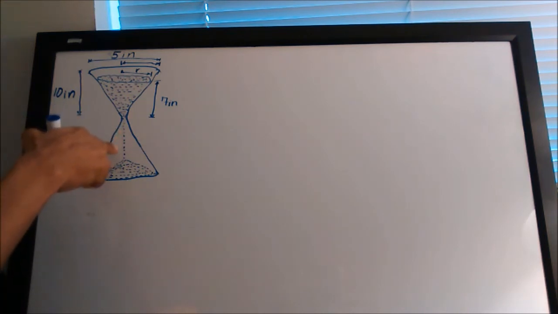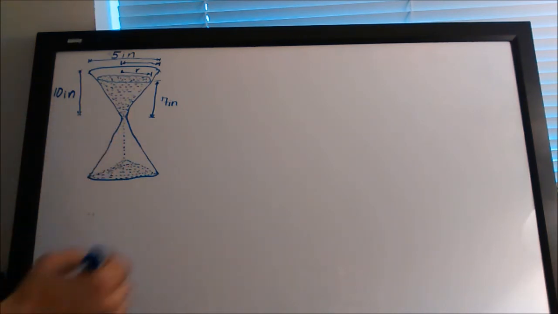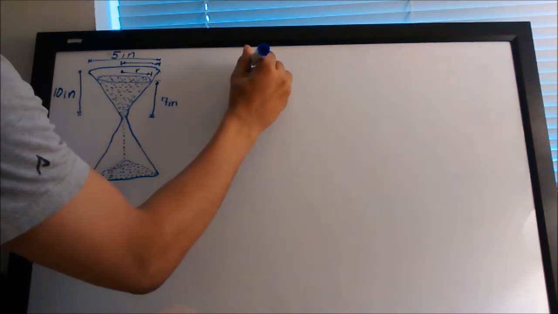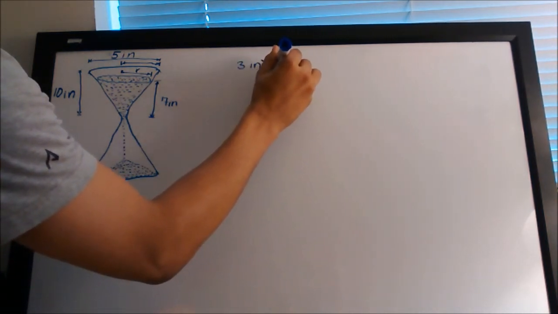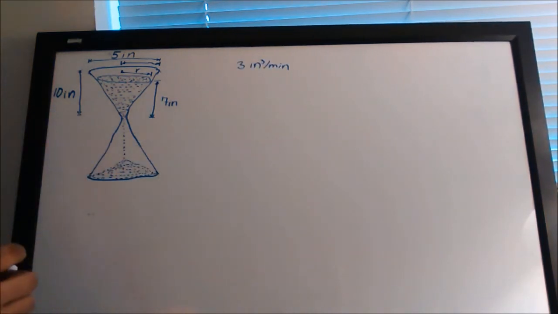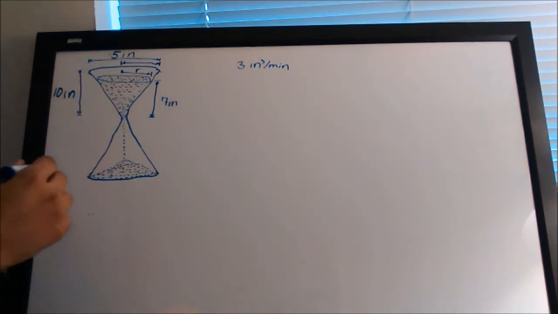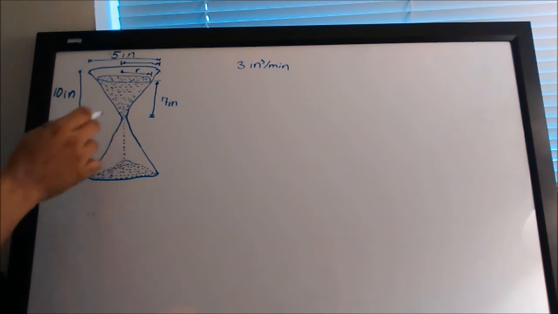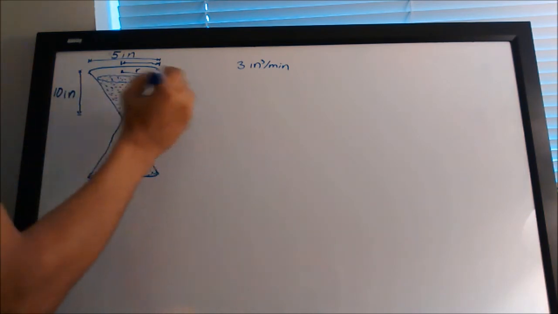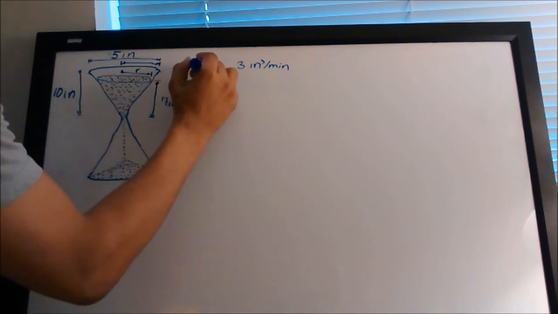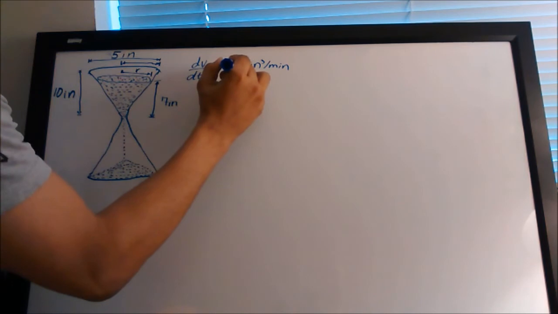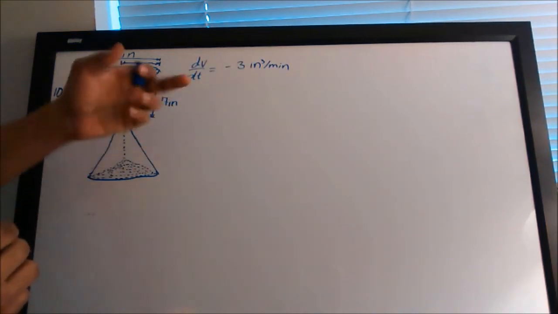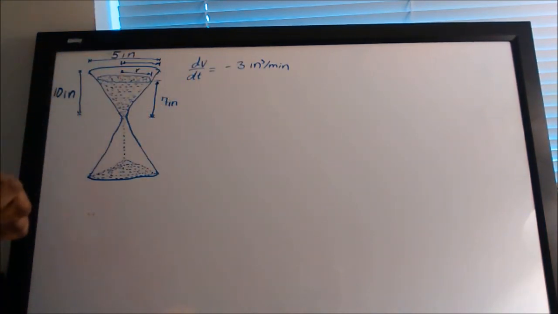Now they give you also the following information. The sand is sliding away at a rate of 3 cubic inches per minute. Okay, now this is actually the volume that is sliding away from the top cone. So this is the rate of change of the volume of the top cone, which is dV over dt equals negative 3, and this is negative because the volume is shrinking.